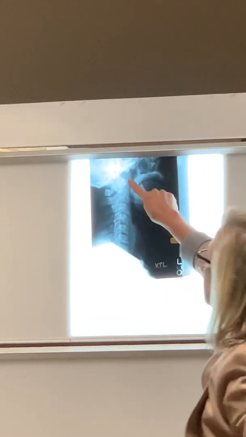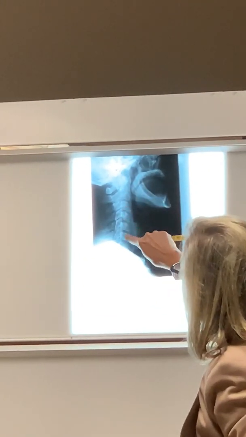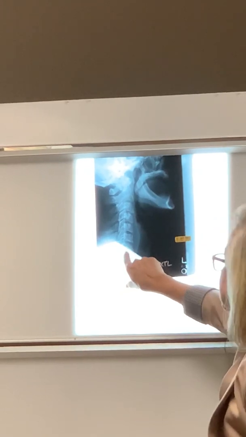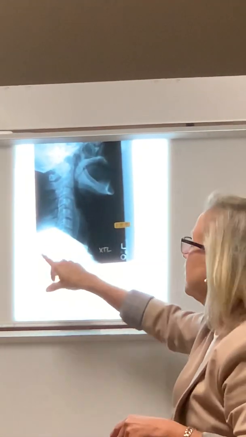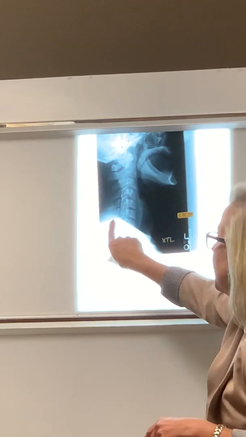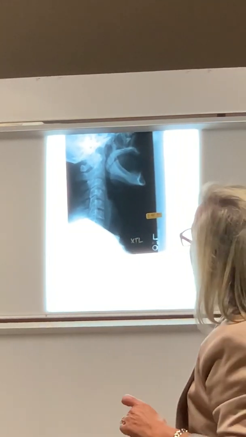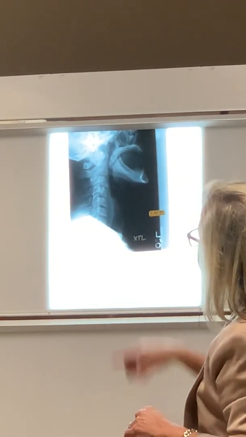We only see 1, 2, 3, 4, 5, 6. We only even see the bottom of C7. So, and you can see C7s. What is that thing on C7? Good. The vertebral prominence, the whole thing is right here. We don't even see that.